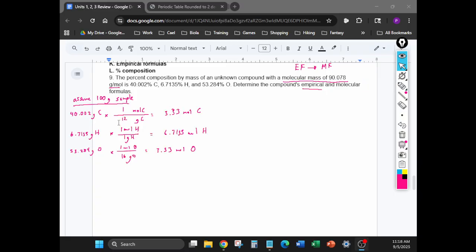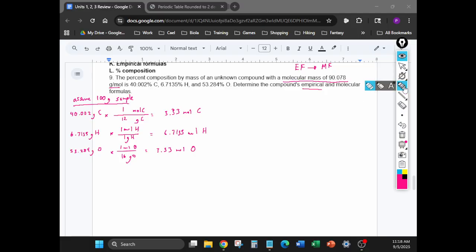Okay, guys. So the way to convert to moles is use the molar mass of each element on the periodic table. So carbon is 12, so 40 divided by 12 gets you about 3.33. The hydrogen is just 1, so you can just write the number again. And then oxygen is 16, so you divide 53 by 16, you get about 3.33. Everybody get the moles?